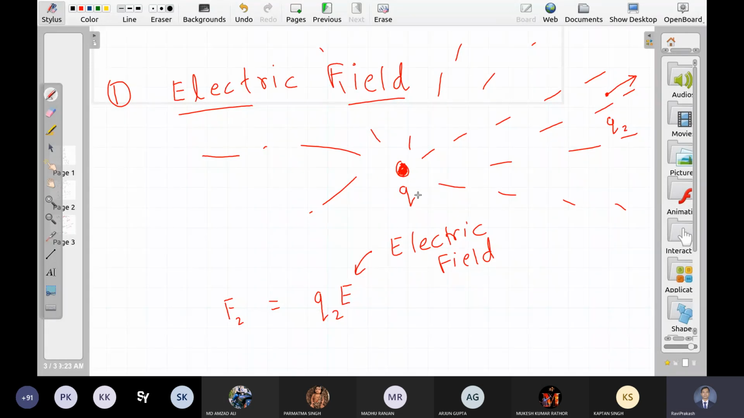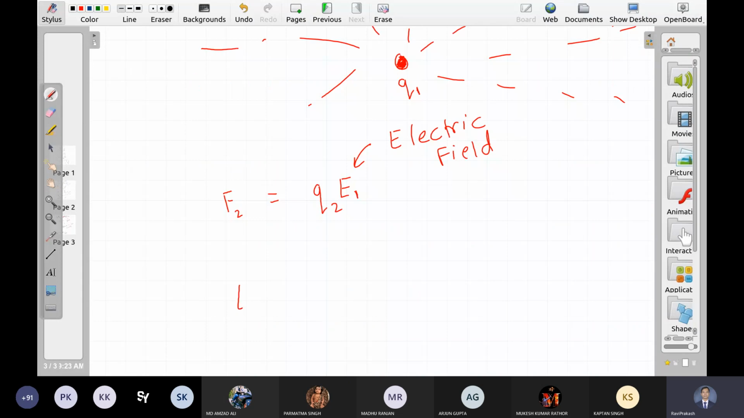If I put 1 here, then it is 1 here also. So this E1 is generated by this Q1. And because of this E1, this charge Q2 is getting force, which is equal to F2. What is this E1? It's a vector quantity.